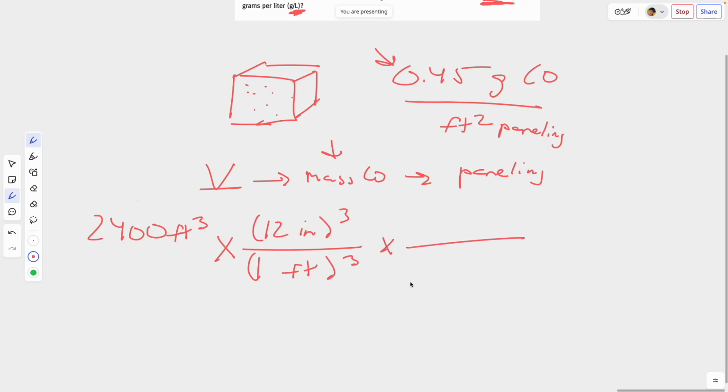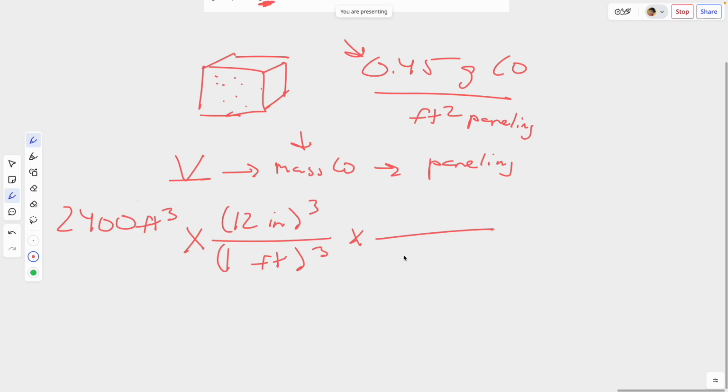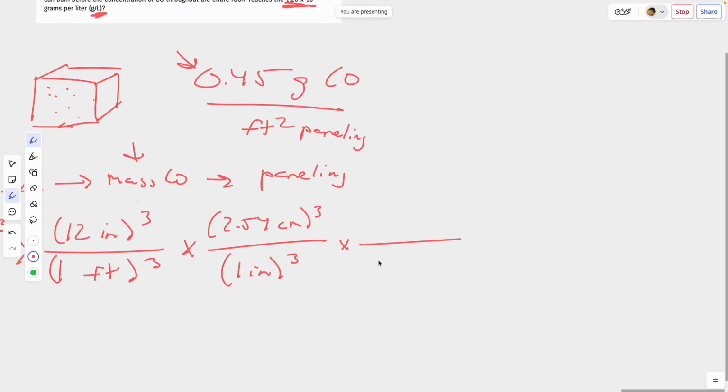And then we have to convert the inches into centimeters. So 1 inch cubed is going to be 2.54 centimeters cubed. And then we know this is a common number or conversion factor you should know for your class. 1 centimeter cubed is equal to 1 milliliter by definition. So these are equal to each other always. So now you can say 1 centimeter cubed is equal to 1 milliliter.